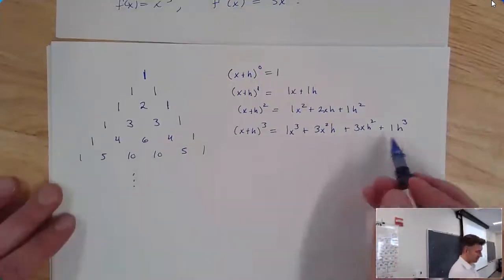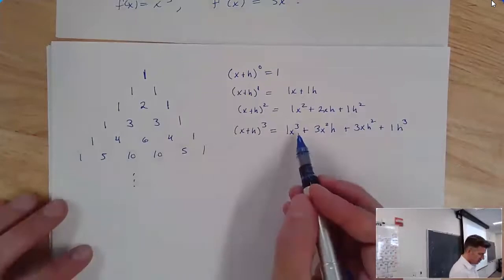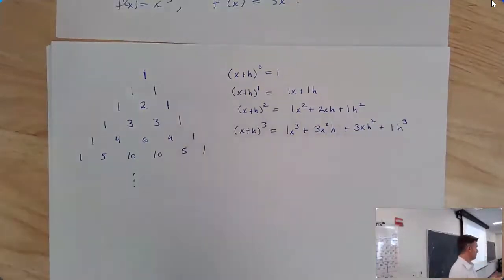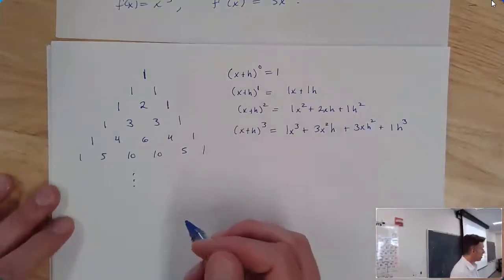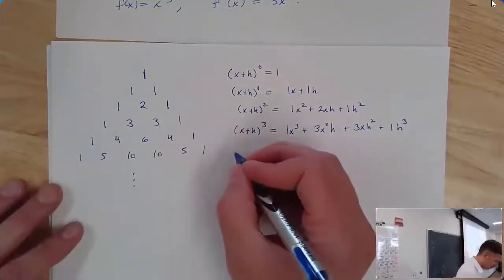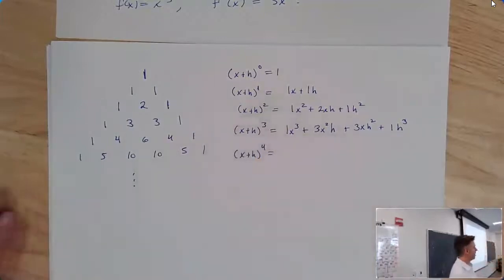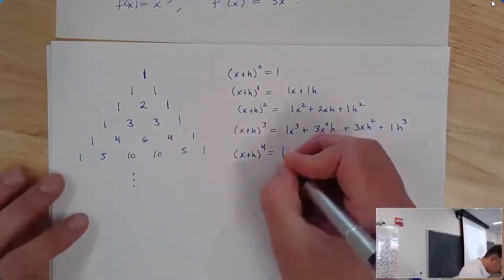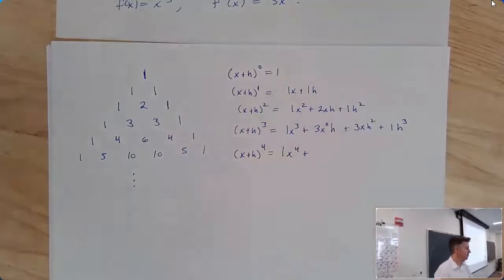Each term in this expansion, the sum of the powers should be 3. So I have x cubed, I have x squared, h to the 1st, 2 plus 1 is 3, 1 plus 2 is 3. And it works continuing on. So you all could definitely write the x plus h to the 4th. In fact, I would like you all to write down what x plus h to the 4th should be. I'll start you off. 1x to the 4th. This triangle is called Pascal's triangle.